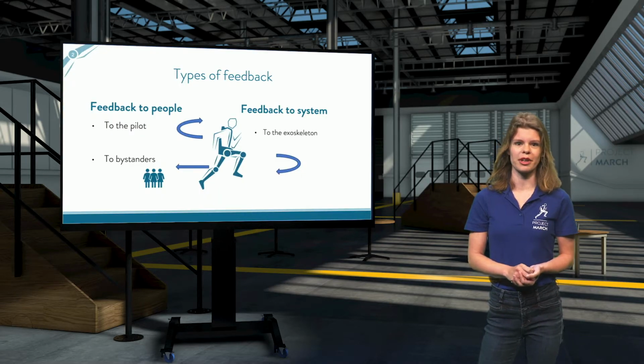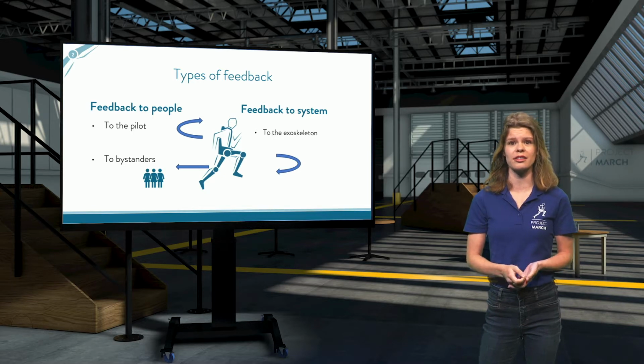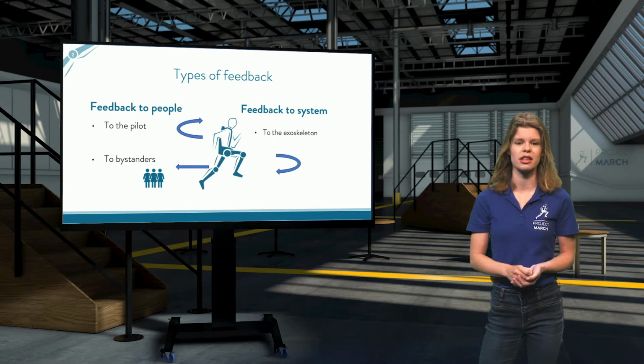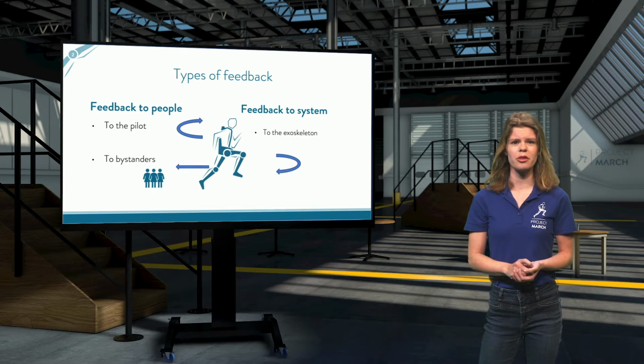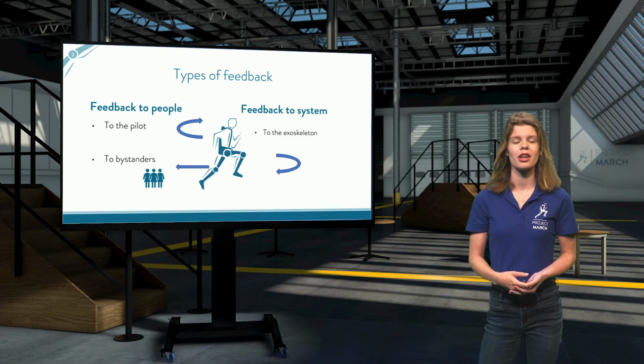There are different types of feedback. In this video, we'll make the distinction between feedback that the exoskeleton gives to the pilot and bystanders, and feedback which the exoskeleton gives to itself. As the pilot cannot feel their own legs, feedback to the pilot replaces this internal feedback and informs the pilot on how the exoskeleton is doing. Feedback to the bystanders also informs them on how the exoskeleton is performing. Feedback to the system is what we refer to as internal data processing, but we won't discuss that in this video.